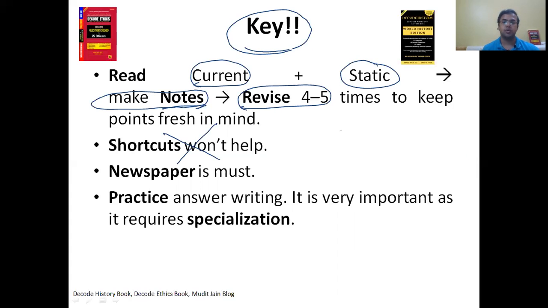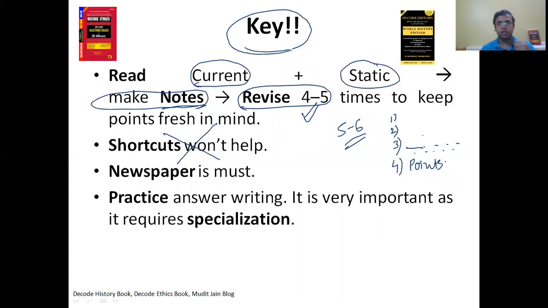I used to revise my course material 5 to 6 times. I'm asking you to revise only 4 to 5 times. What happens when you revise your course so many times is that everything is on your fingertips. You do not have to think much during exam. You will be able to simply reproduce the points that you have in your notes in your answer copy, and this will definitely ensure quality and quantity in points.